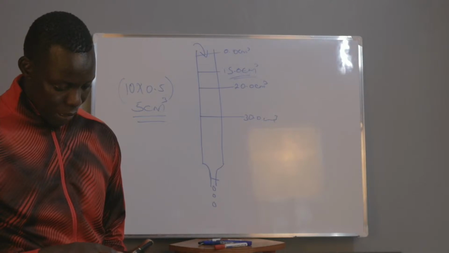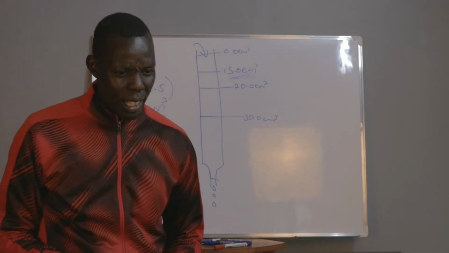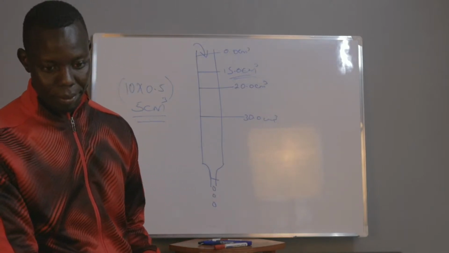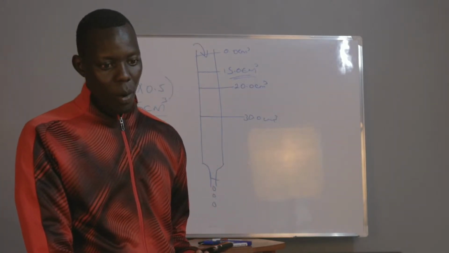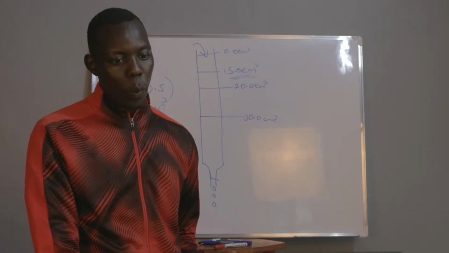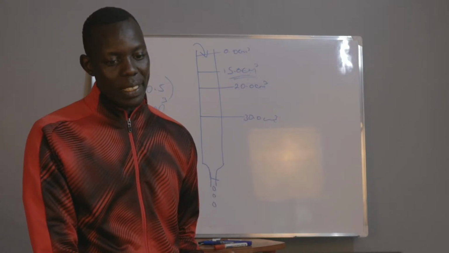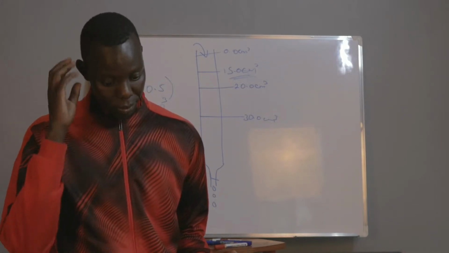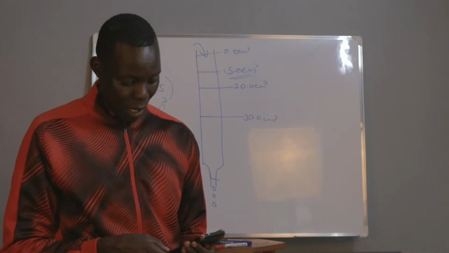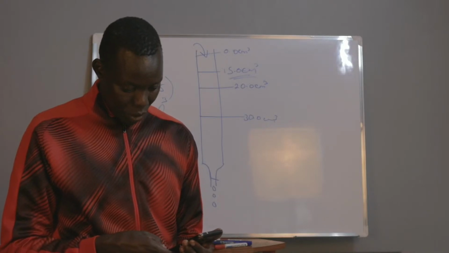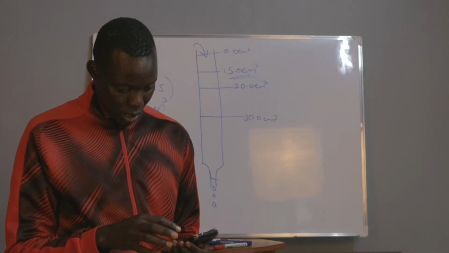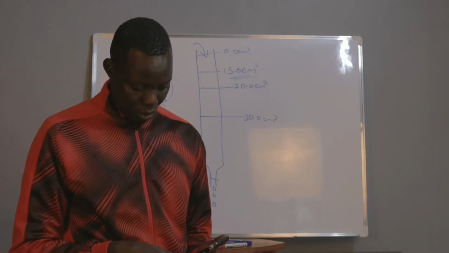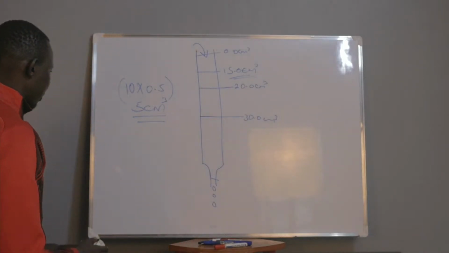Kuna swali hapo inasema, an empty density bottle has a mass of 15 grams. When full of alcohol of density 0.8 grams, its mass is 47 grams. I think this question is good. I want us to analyze. Let me just take a minute. I'm checking on something and I'll calculate. So tunataka angalia hapa.